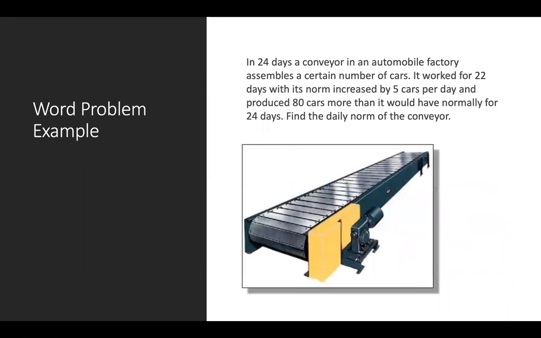So here's a word problem example. In 24 days, a conveyor in an automobile factory assembles a certain number of cars. It worked for 22 days with its norm increased by 5 cars per day and produced 80 cars more than it would have normally for 24 days. Find the daily norm of the conveyor.